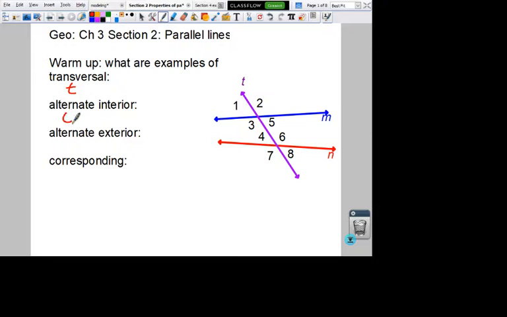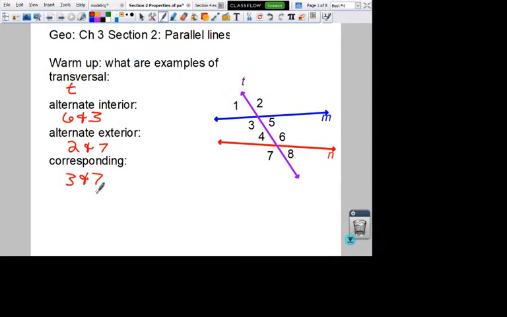6 and 3 are alternate interior. I know, I can't talk today. All right, Tyler, give me a pair of alternate exterior angles. 2 and 7. Chloe, give me a pair of corresponding angles. 3 and 7. Yep, good job.